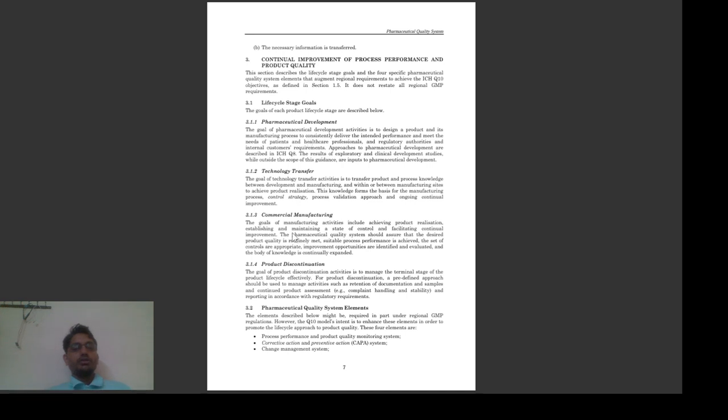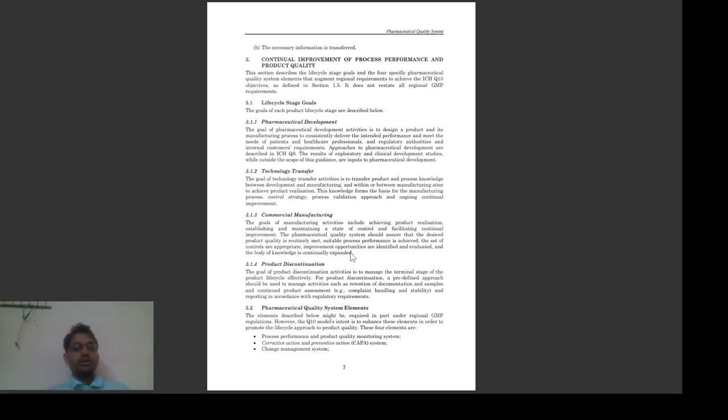Then the third stage, commercial manufacturing. The goals of manufacturing activities include achieving product realization, establishing and maintaining a state of control, and facilitating continual improvement. The pharmaceutical quality system should assure that the desired product quality is routinely met, suitable process performance is achieved, the set of controls is appropriate, and improvement opportunities are identified and evaluated, to continually expand the body of knowledge.